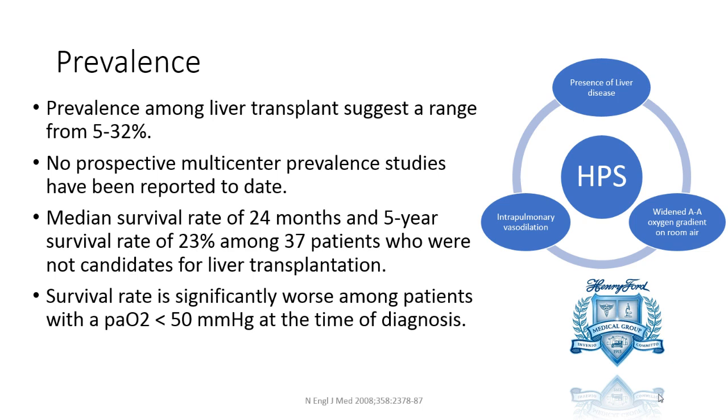The survival rate depends on how severe the hepatopulmonary syndrome is, which is defined on the PaO2, the oxygen content. The median survival rate for patients with hepatopulmonary syndrome is about 24 months, and the 5-year survival rate is 23%. These are in those patients who are not candidates for liver transplant.